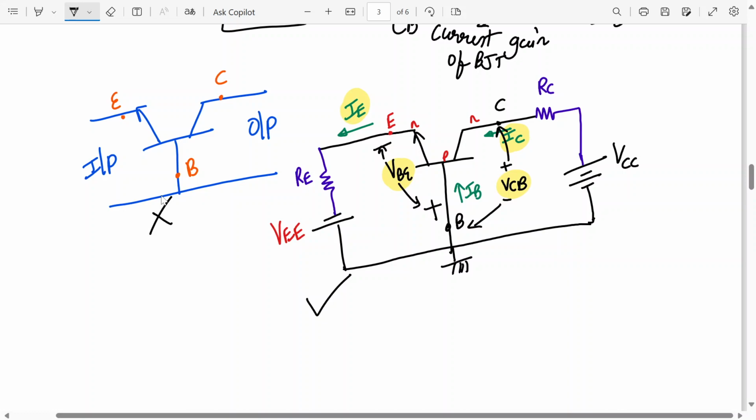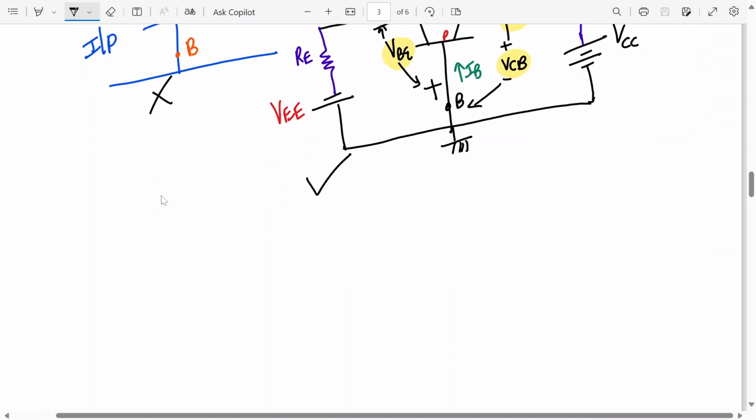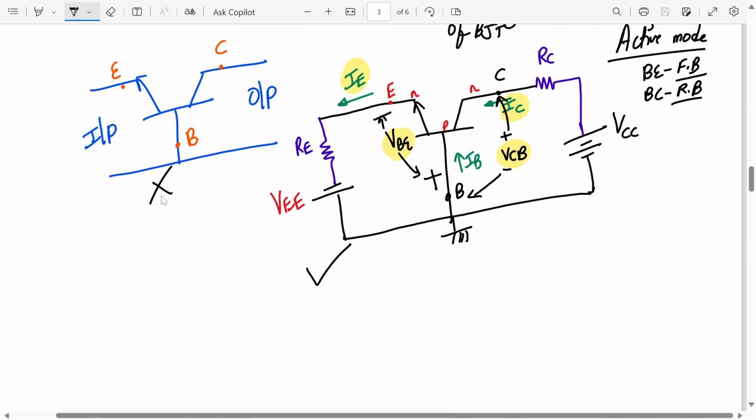And always bias it such that it becomes forward active, in the active mode. That means base emitter junction should be forward biased, base collector junction should be reverse biased. So connected in this way always. This is the hint to you. Okay, understood this? Can we go on to the common collector now? You have to draw this diagram, the practical diagram.